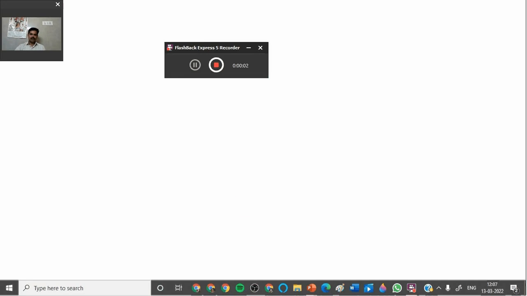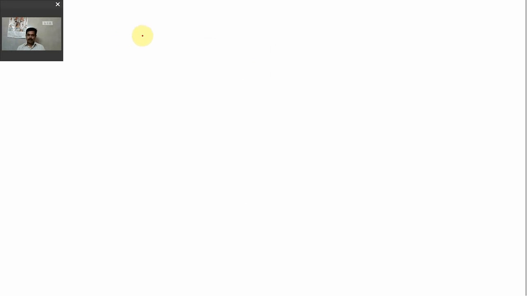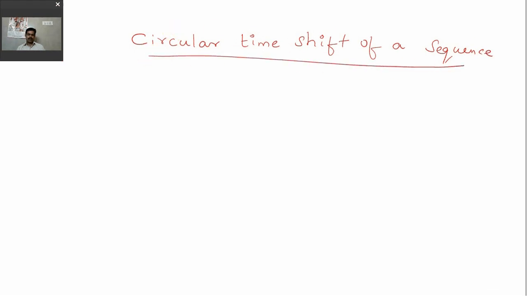Next we are going to see the next property of DFT, that is nothing but the circular time shift of a sequence. What is the next property? Circular time shift of a sequence.